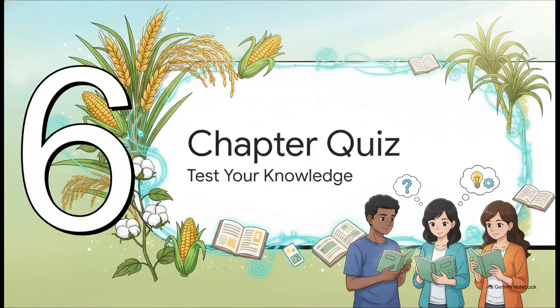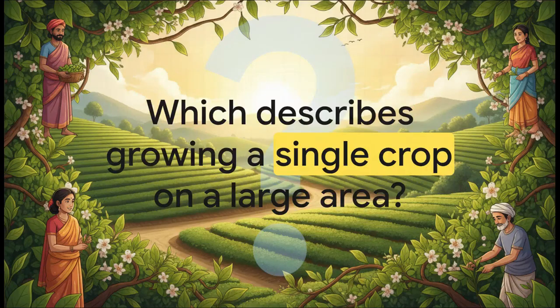And finally, Section 6, Chapter Revision and Quiz. It's time to test your masterclass knowledge. All right, active recall time. Question 1. Which one of the following describes a system of agriculture where a single crop is grown on a large area? Is it A, shifting agriculture, B, plantation agriculture, C, horticulture, or D, intensive agriculture?